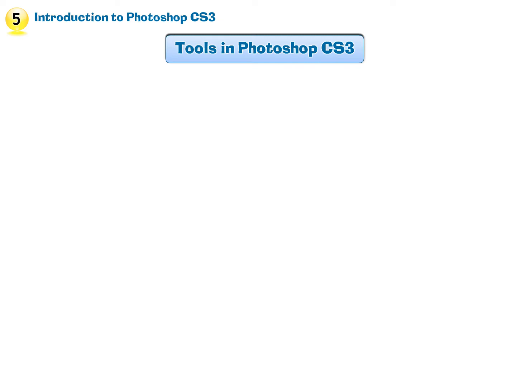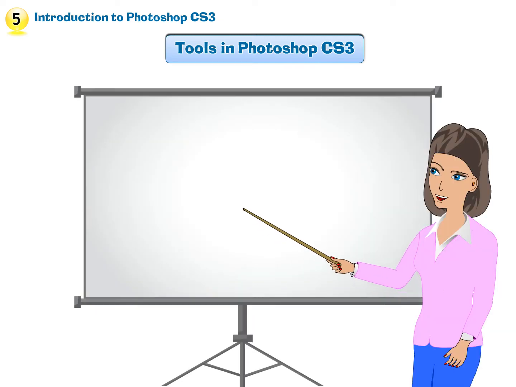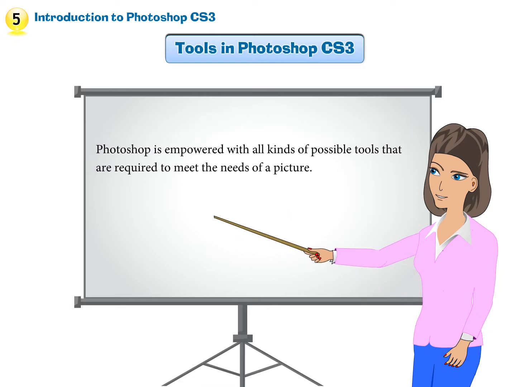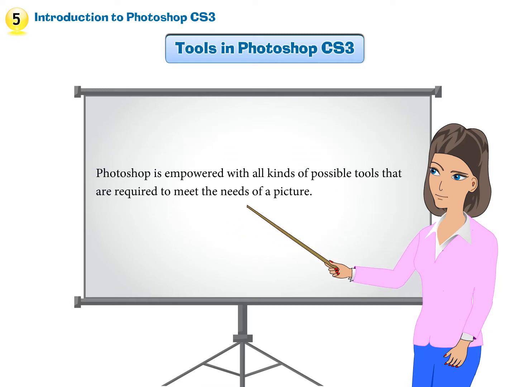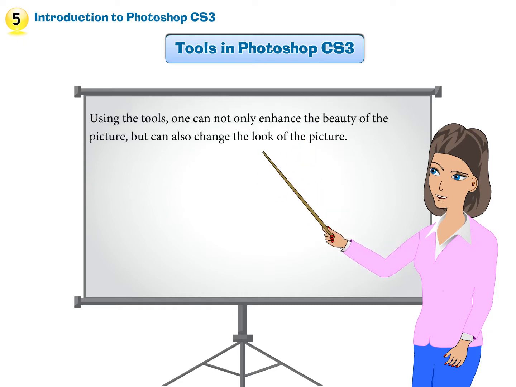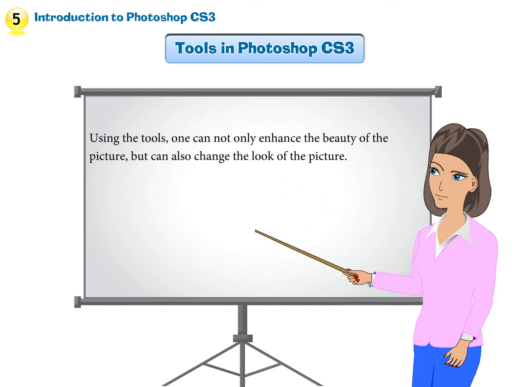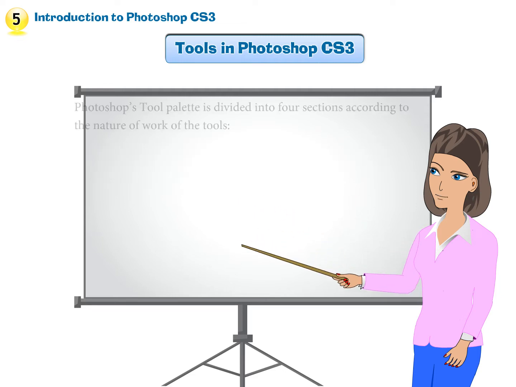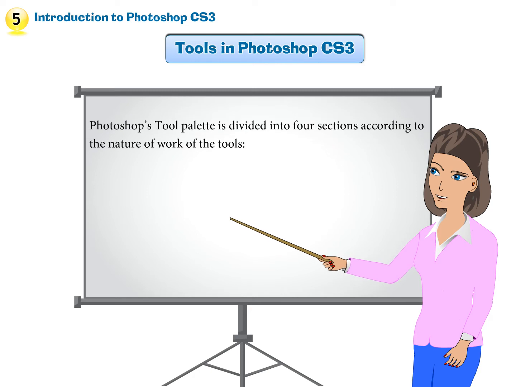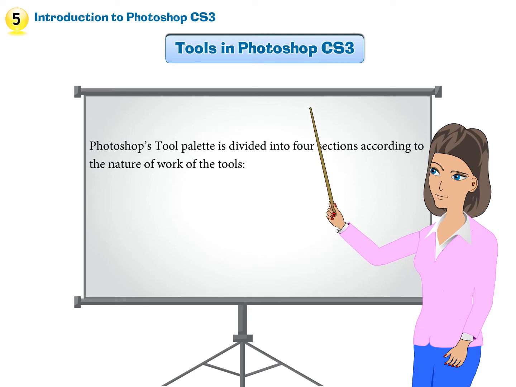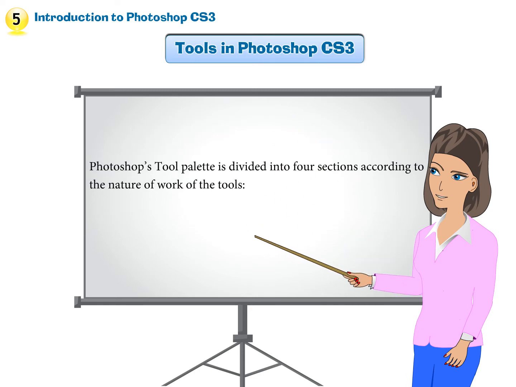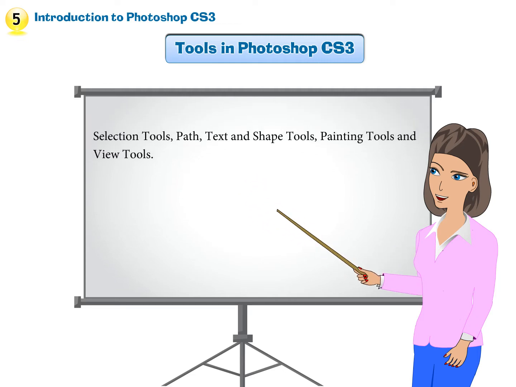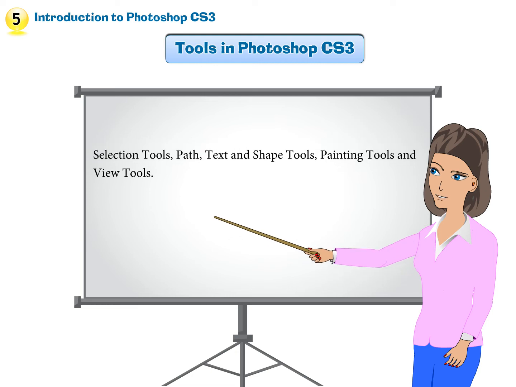Tools in Photoshop CS3. Photoshop is empowered with all kinds of possible tools that are required to meet the needs of a picture. Using the tools, one can not only enhance the beauty of the picture, but can also change the look of the picture. Photoshop's tool palette is divided into 4 sections according to the nature of work of the tools: Selection tools, Path, Text and Shape tools, Painting tools and View tools.